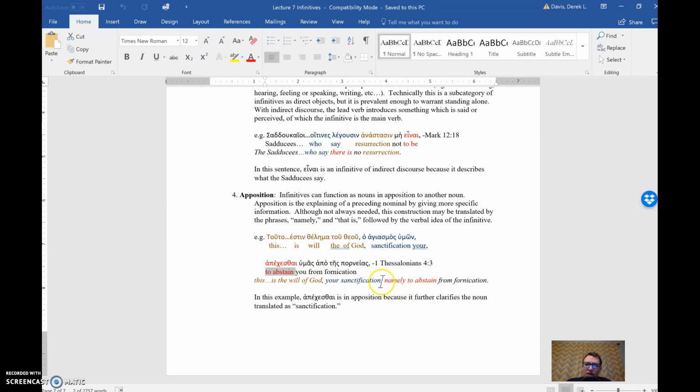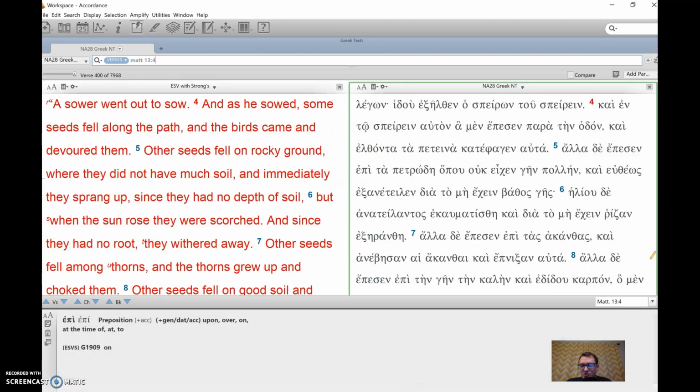So if you can insert this little adverb namely, and you can determine that this is functioning as a noun and not as an adverb, then you're likely dealing with an appositional infinitive. And that's your last option. So what I'm going to do here in our last minute and a half is walk you through one particular example, and this is out of Matthew 13:4.